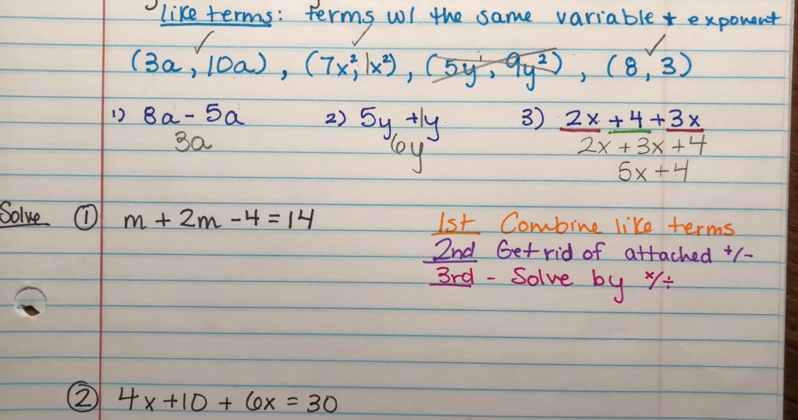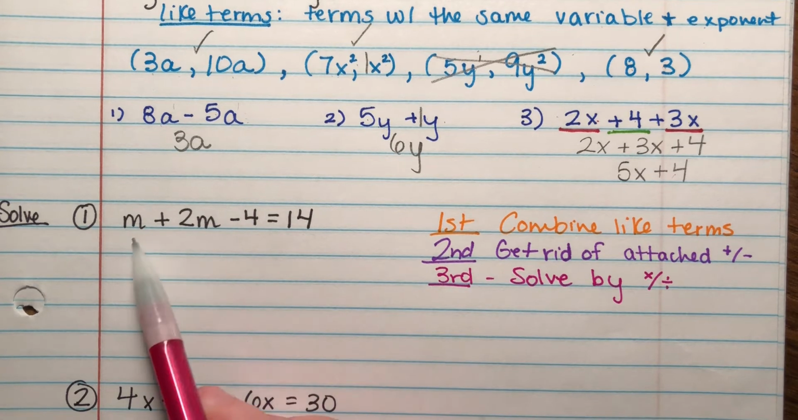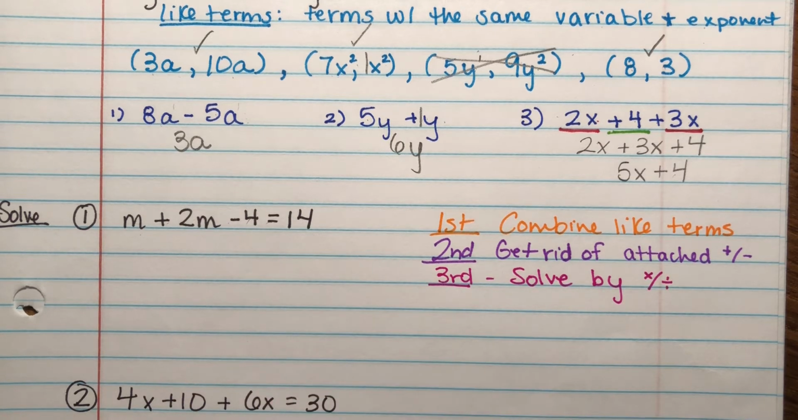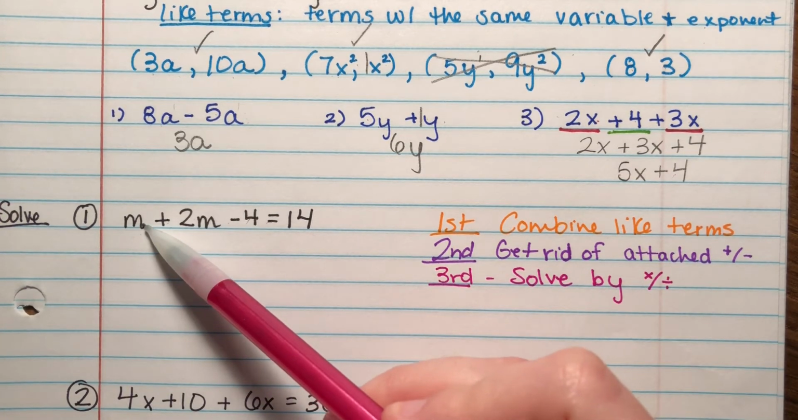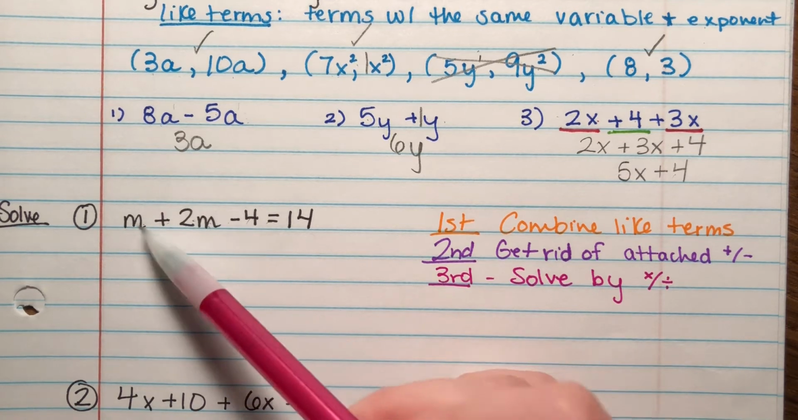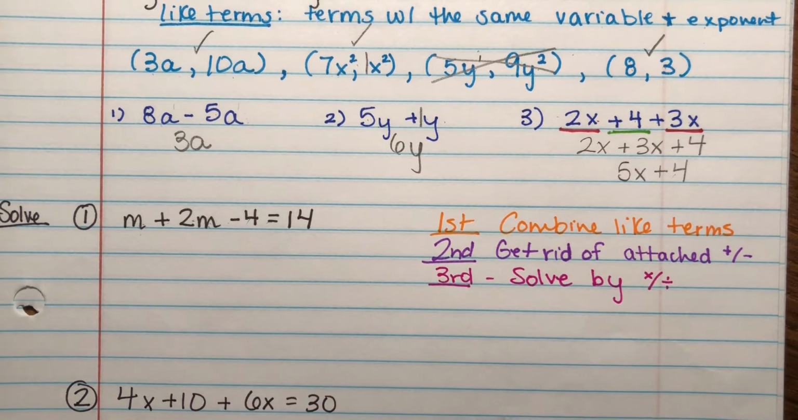So in our first example, we have m plus 2m minus 4 equals 14. All right, so our first step before we do anything is going to be combining like terms. This is going to make it so much easier in the long run, because ultimately we're solving for m, whatever our variable is in the equation. And since we have 2 of them, that might get confusing. So we can actually combine those like terms.